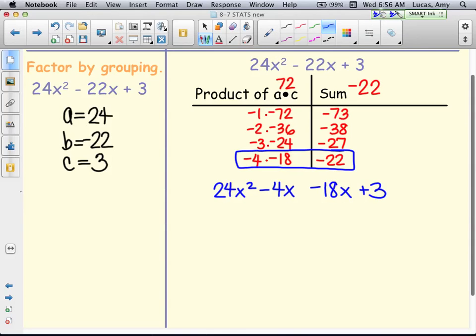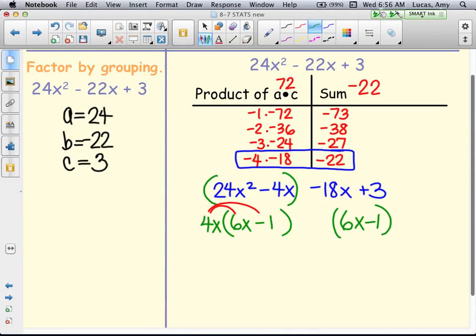Okay, now I can group these two together and divide out 4x, which would leave me with 6x minus 1. So check that. 4x times 6x is 24x squared. 4x times 1, or negative 1, negative 4x. Okay, so that means my other factor over here, I need it in the parentheses, 6x minus 1.